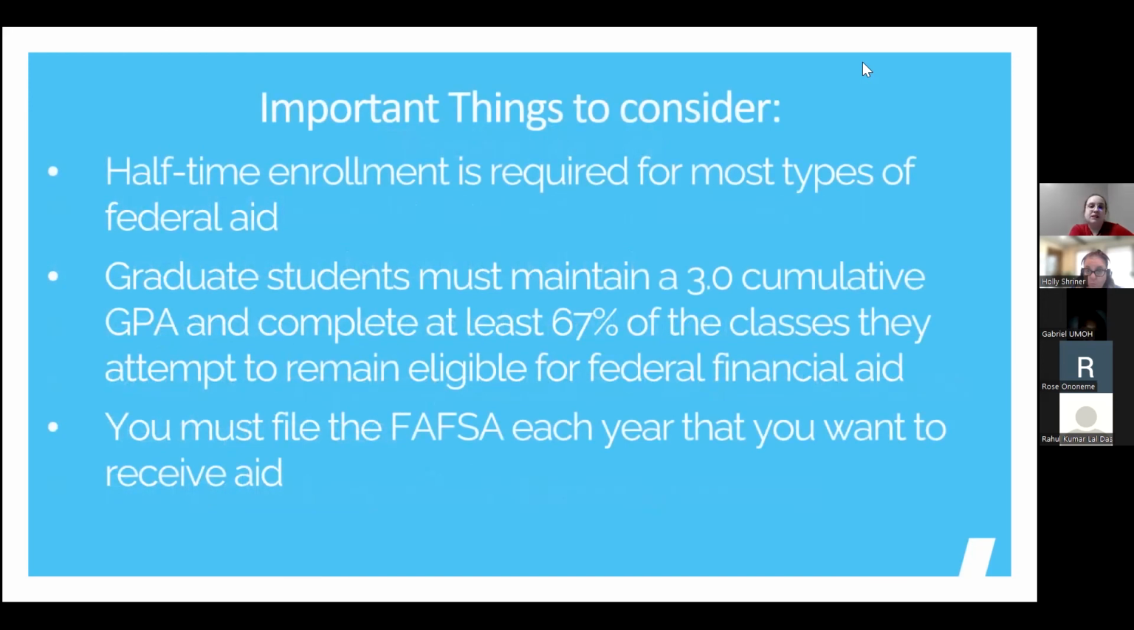Now, some important things to consider: half-time enrollment is going to be required for most of the federal aid that we talked about, so 5 or more hours for graduate students. Graduate students also must maintain a 3.0 cumulative GPA and complete at least 67% of their classes in order to continue to be eligible for federal loan options. So make sure you keep that in mind if you ever have to drop a class or for any reason have any issues within your courses.